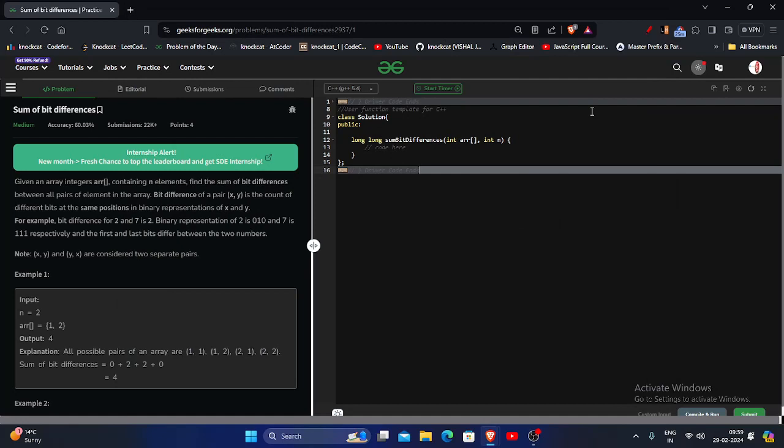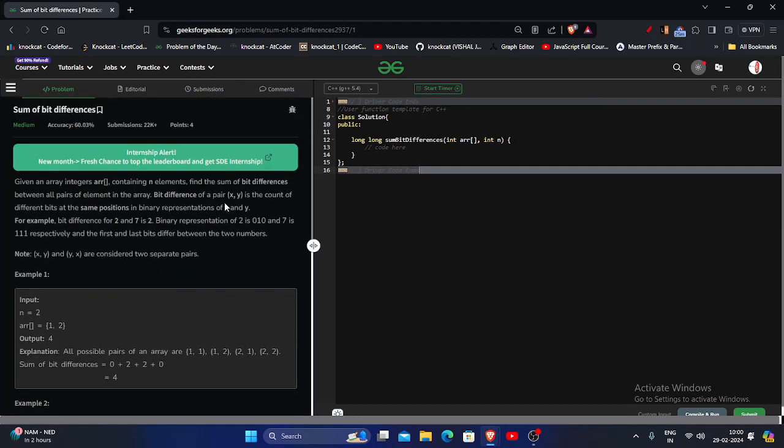Today I'm going to solve the GFG POTD problem, and it is sum of bit differences. This is another problem on bit masking. It is a very good observation problem, and you will learn a few things. Those fundamentals are going to be used in many problems in the future also.